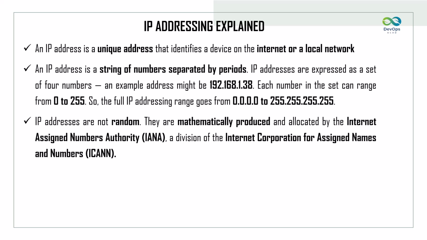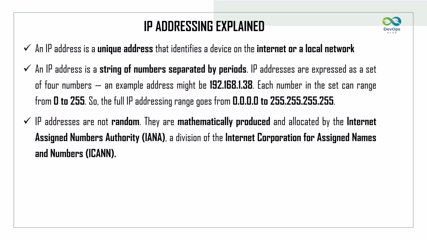Now IP addresses are not random. We need to understand that, because I'm sure some of you may be wondering, how did we arrive at 192? How do we arrive at the fact that the range cannot be more than 255? How did we get to that point? These numbers are mathematically produced. They follow a mathematical formula, in fact a very simple formula, which is basically just a binary and decimal conversion. We're going to get into that in the next slide.